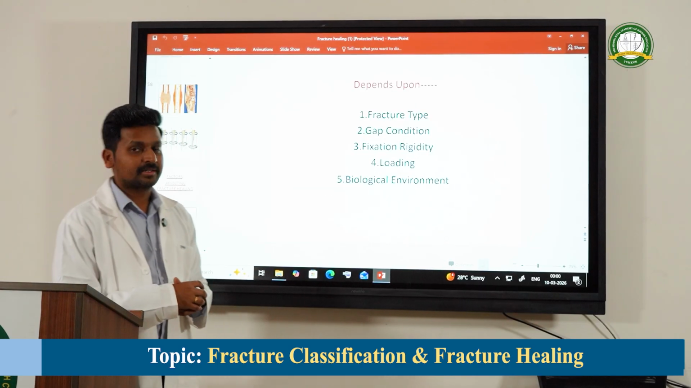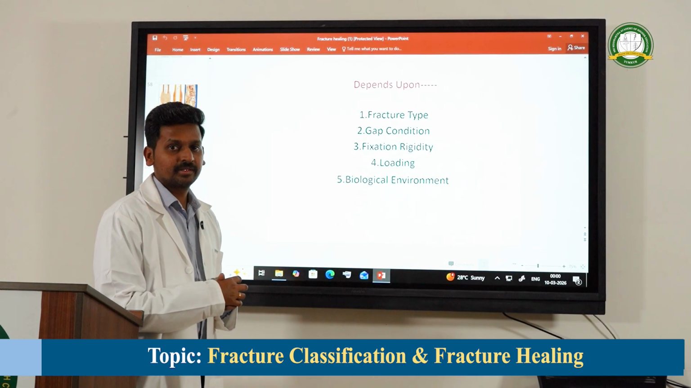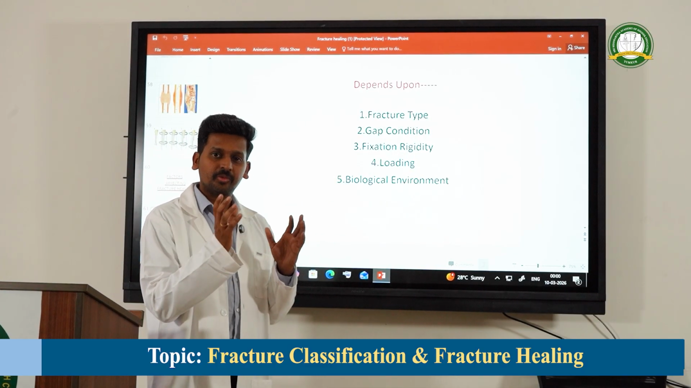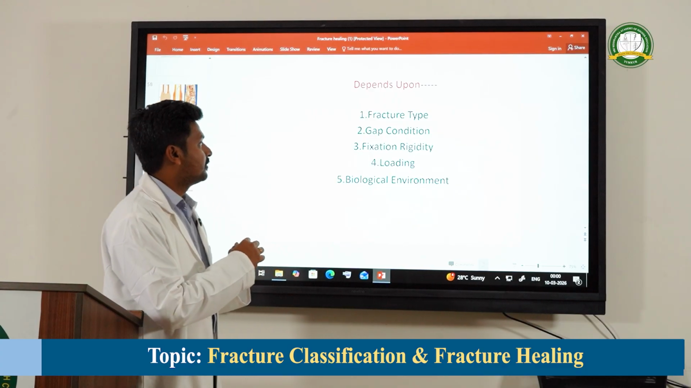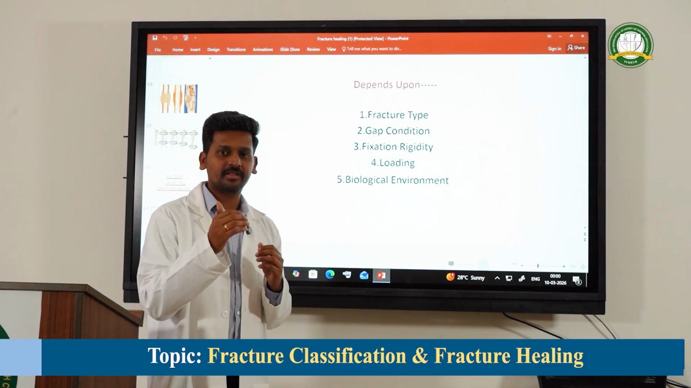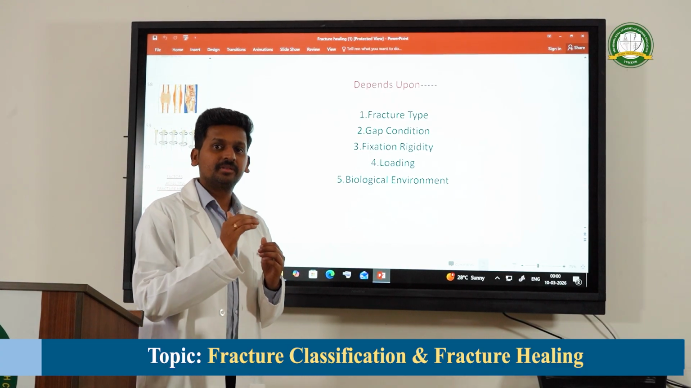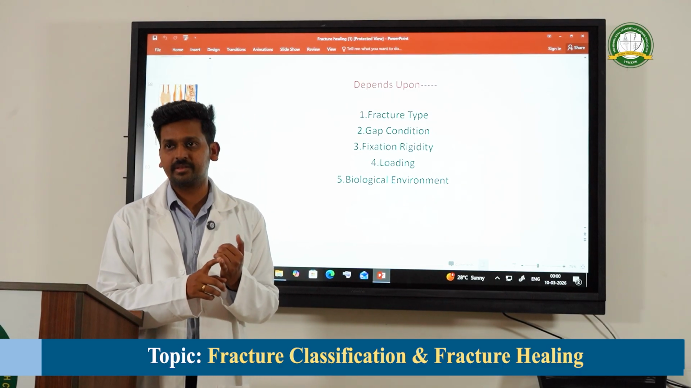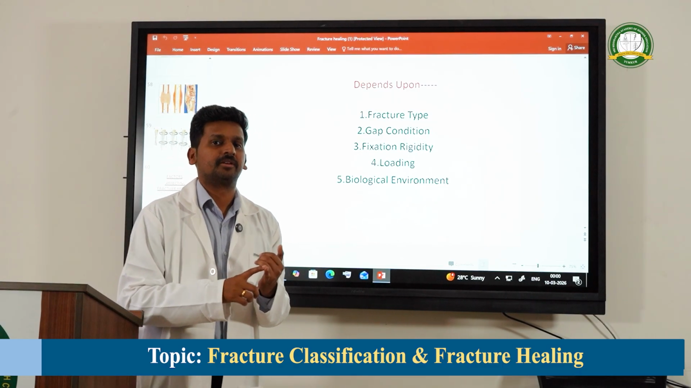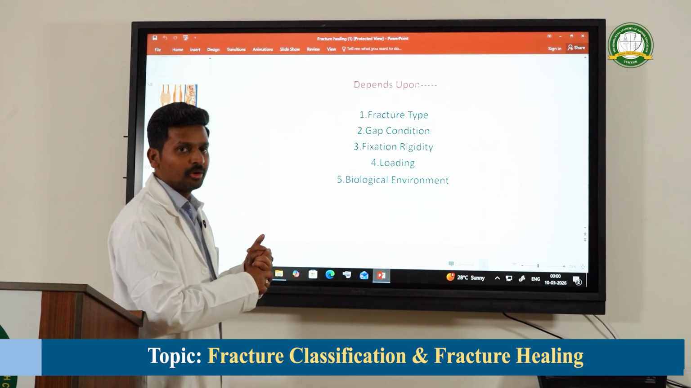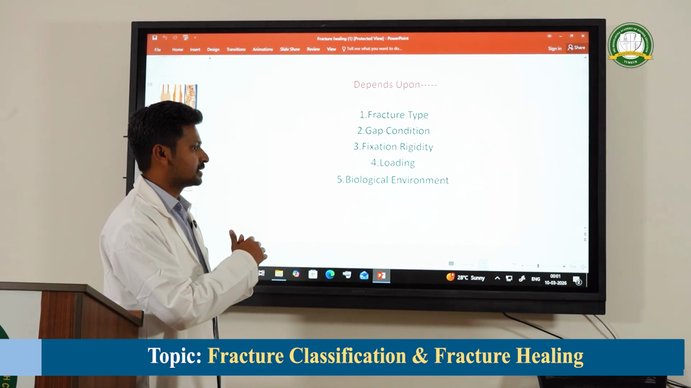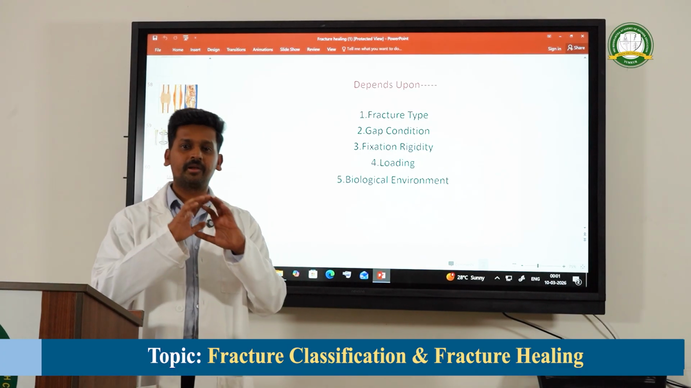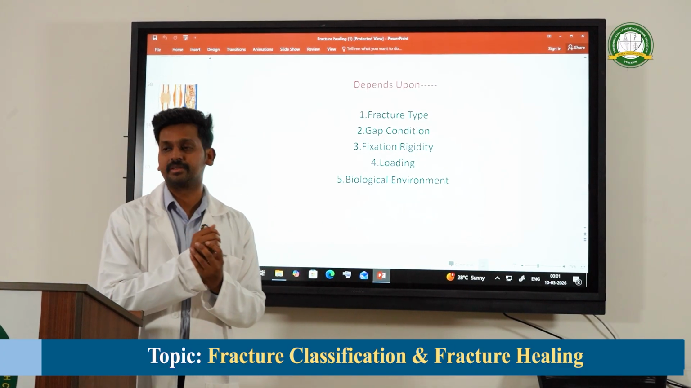So it depends on the fracture type, whether it's an open fracture or a closed fracture, the condition of the gap, if the gap is too much, and fixation rigidity. Bone healing depends on fixation rigidity. If it is a rigid anatomical fixation, then the bone heals by primary healing, if not by secondary healing. And loading, whether the forces acting on the fracture site are high or low, and biological environment, or homeostasis of the patient.